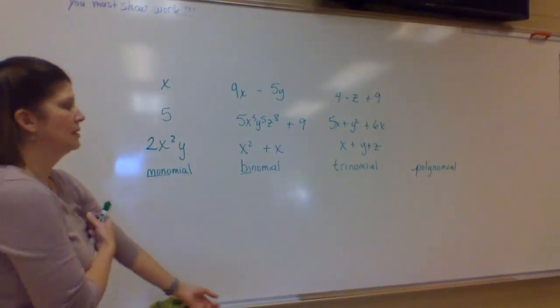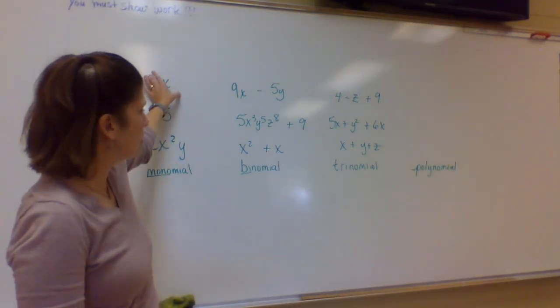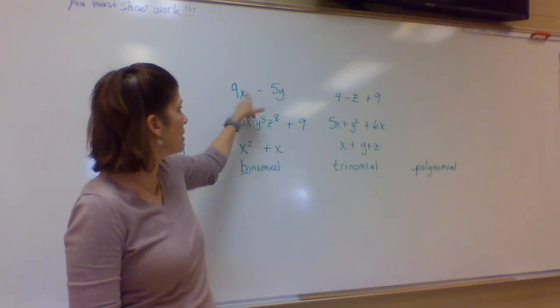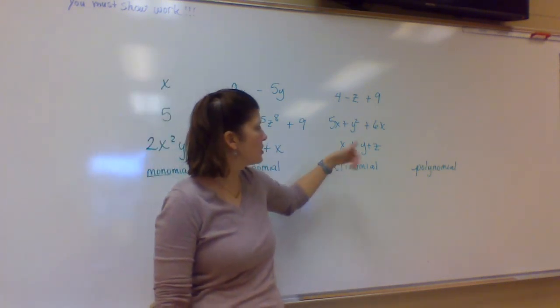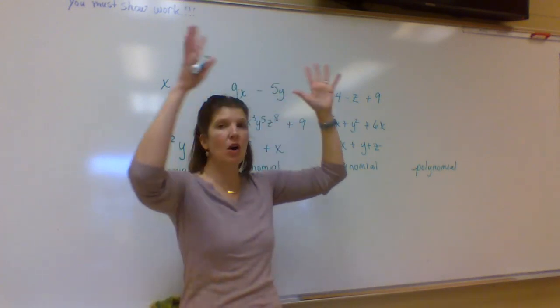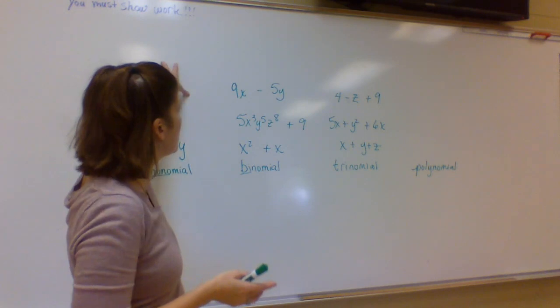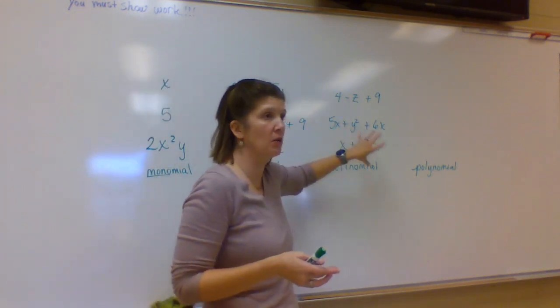So, monomial: one term. Binomial: two terms, connected by a plus or minus. Trinomial is three. Polynomial is a big, all-encompassing term that could mean any of these. This is a polynomial, this is a polynomial, this is a polynomial.